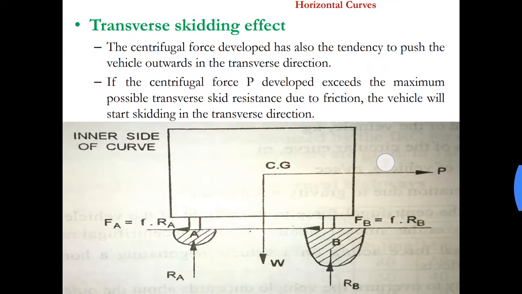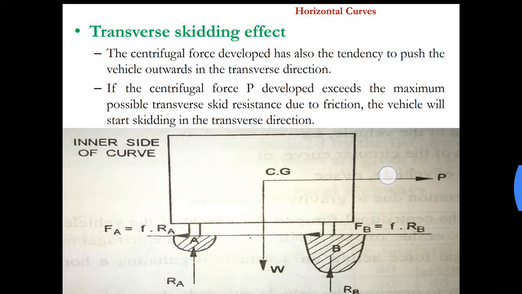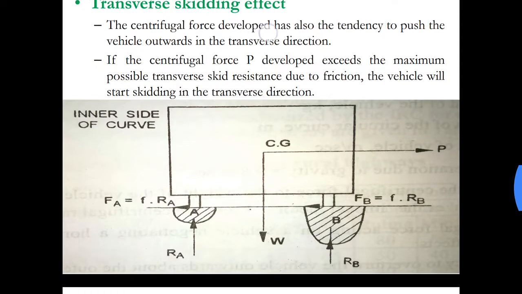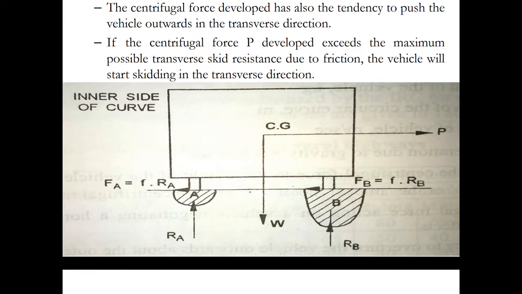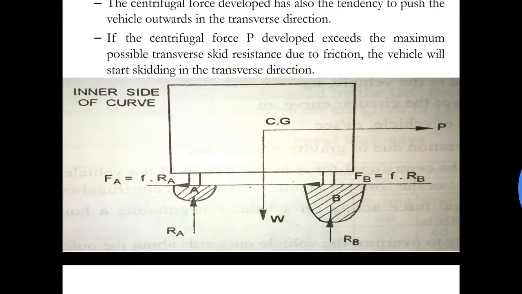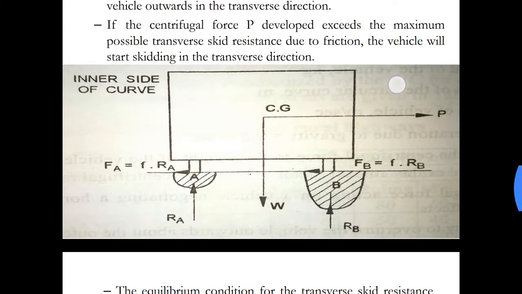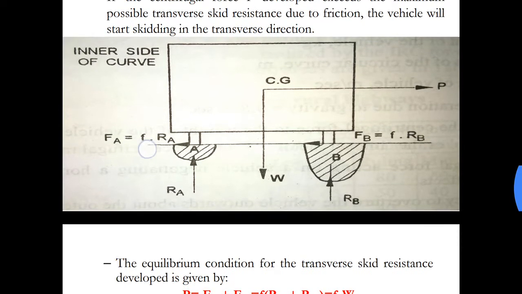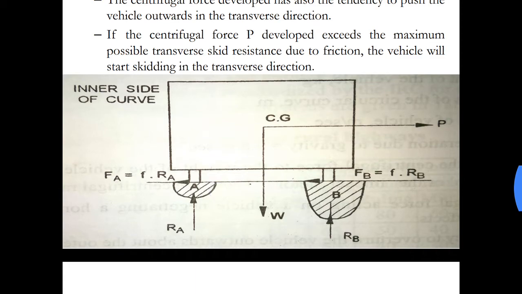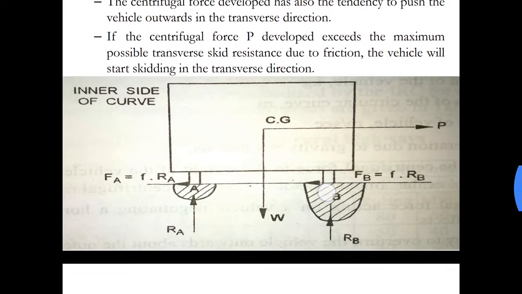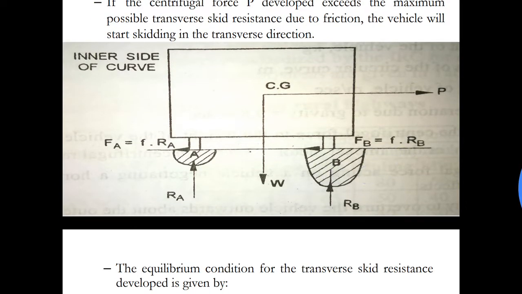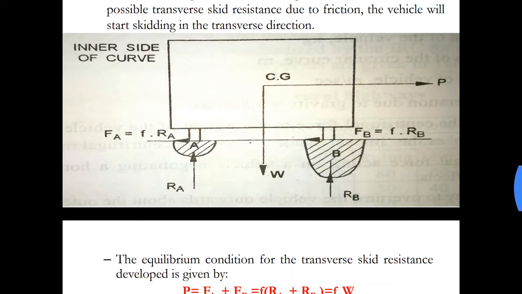Now the second condition was transverse skid. The transverse skidding effect: the centrifugal force developed also has the tendency to push the vehicle outwards in the transverse direction. Consider this diagram. This is the outer side, this is the inner side. There is a frictional force Fa acting on wheel A and Fb acting on wheel B, wheel B being the outer wheel. Hence there is more friction acting here than here.